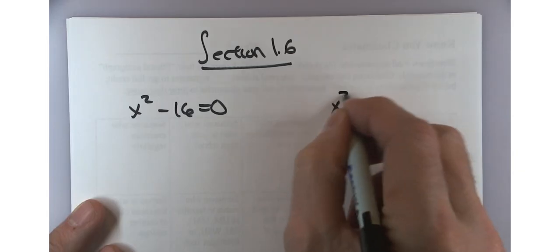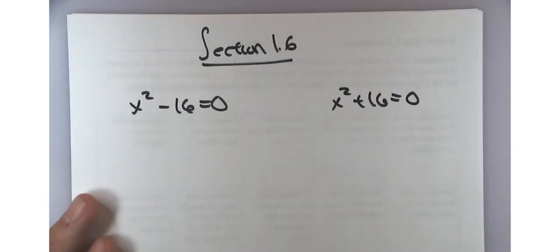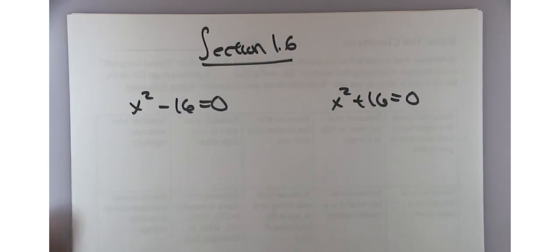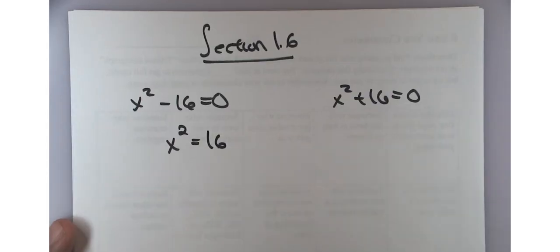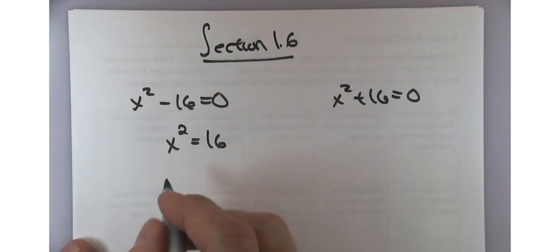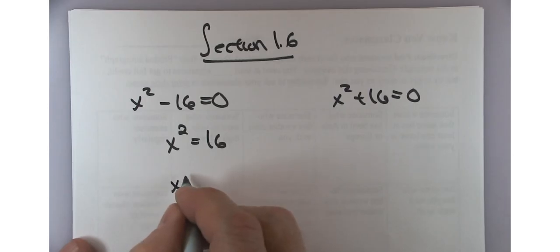So let's take a look at a couple different problems. x squared minus 16 equals 0 and x squared plus 16 equals 0. And I'm going to take you on a little journey back in time to discuss these different problems. Now, if you're solving this one, a way I would encourage is to move the 16 to the other side and then take the square root on both sides.